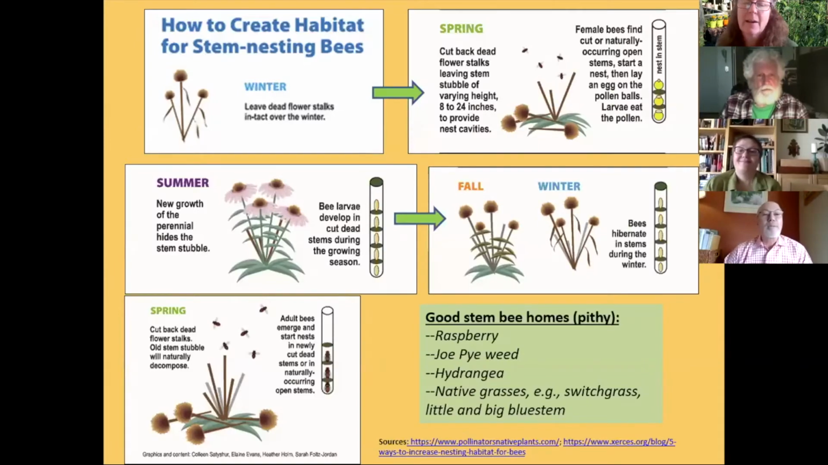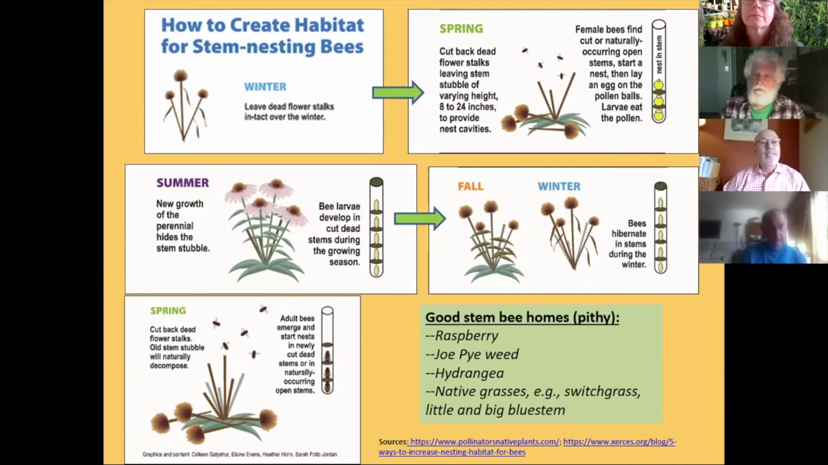So how to create habitat for stem nesting bees. Thanks to Julia for finding this wonderful graphic. So on the left, let's start and just follow the arrows. In the winter, you leave your dead flower stalks intact over the winter. Then in the spring, cut back some of the flower stalks to allow some open stems for the female bees to find and lay their eggs, which you see on the right side of that upper right spring graphic. Down in summer, you have stems, and then the bee larvae are developing over in the cut stems.